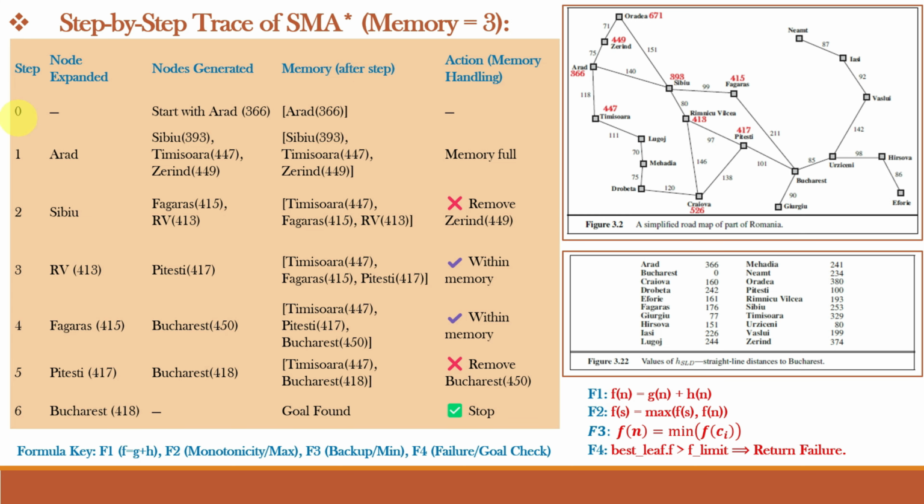In step 0, we start from Arad. From the heuristic table, we know the distance from Arad to Bucharest is 366. So h of Arad is equal to 366.